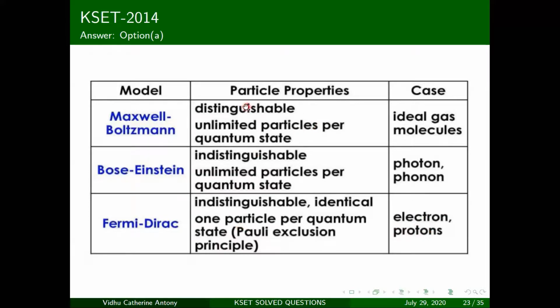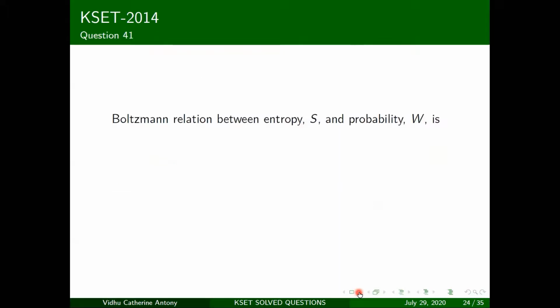So here the first is distinguishable, the last two are indistinguishable. In the first two you basically have an unlimited number of particles per quantum state, and in the last one you can have only one particle per quantum state. Okay, so let's move on. That was quite simple.